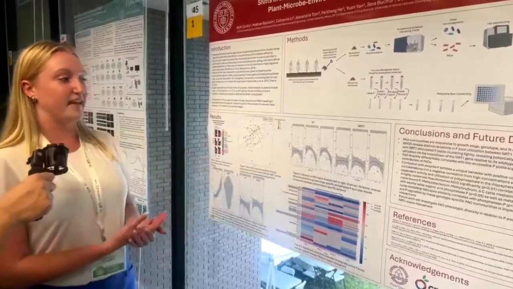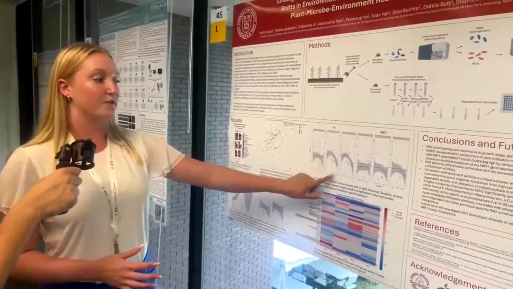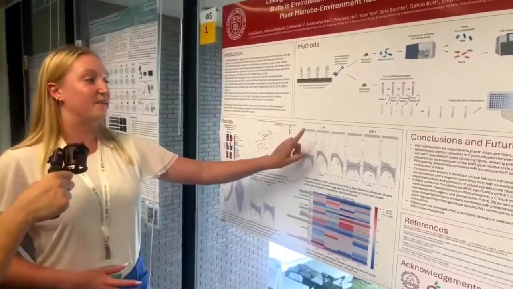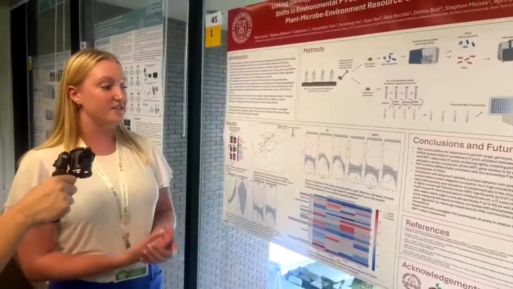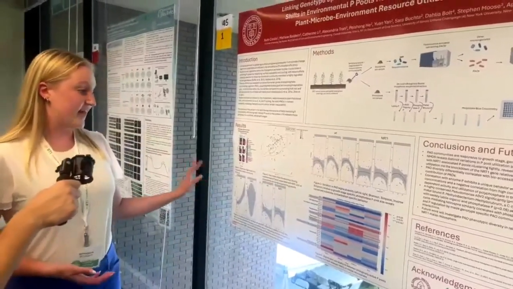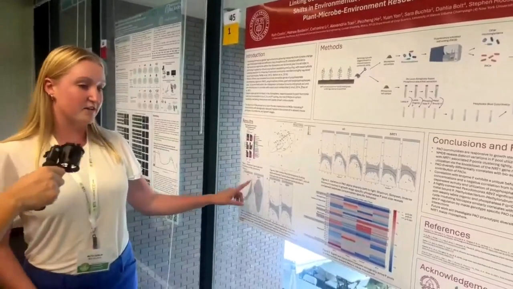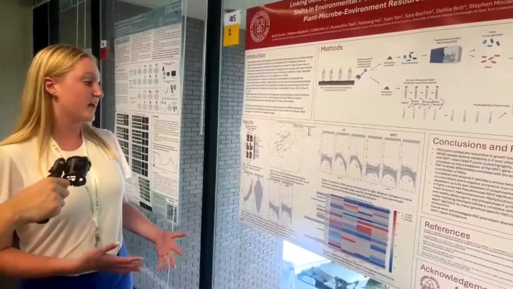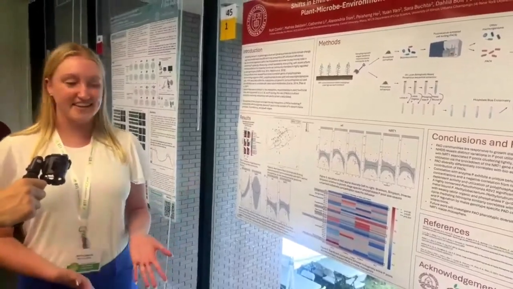We found a really interesting relationship between those two, a sinusoidal relationship in both the wild type and the NRT1 knockout. That was really interesting to find. We also found that some relationships were different between the wild type and the NRT1 knockout, so NRT1 is important in phosphorus regulation as well as nitrogen regulation.